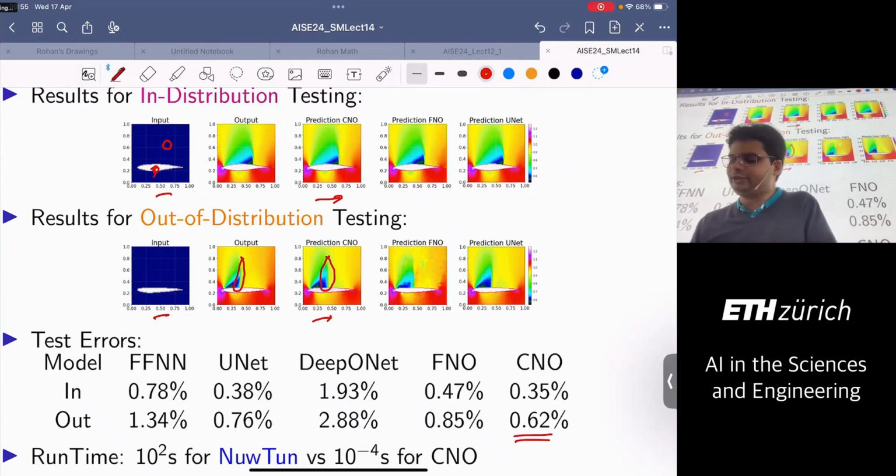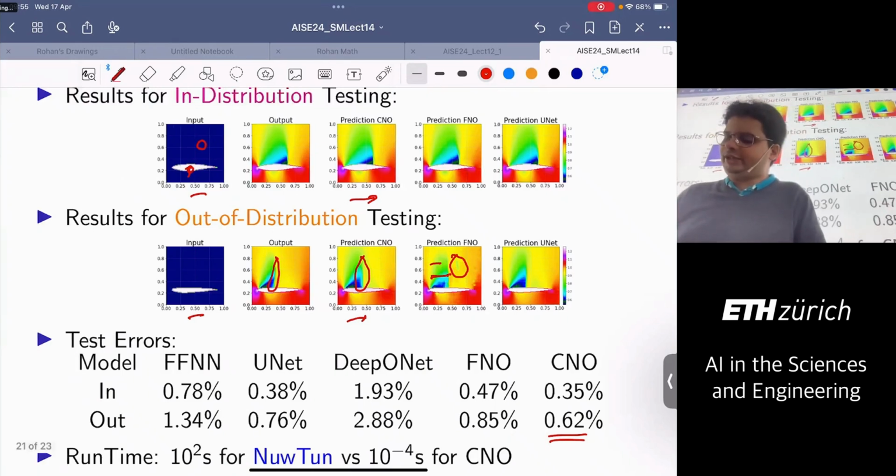FNO, for instance, also does a good job, but it has these artifacts. You see here and here. Again, this is the sign of, we believe, aliasing. Okay. UNet is similar, but UNet does not alias as much in this particular case. It has perhaps more diffusion for some reason. And why did I show this?